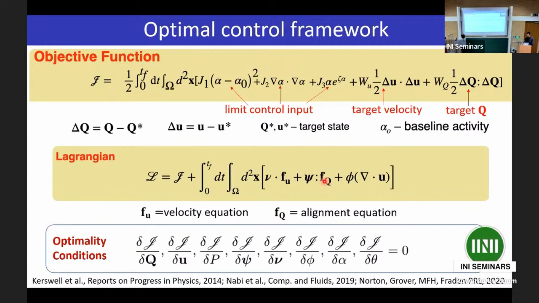Could you have done something like say alpha is e to the something? We tried that and for whatever reason that wasn't working well and this worked much better. I have no idea why that should be.